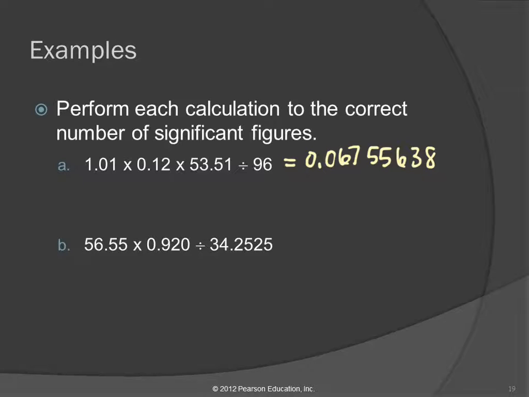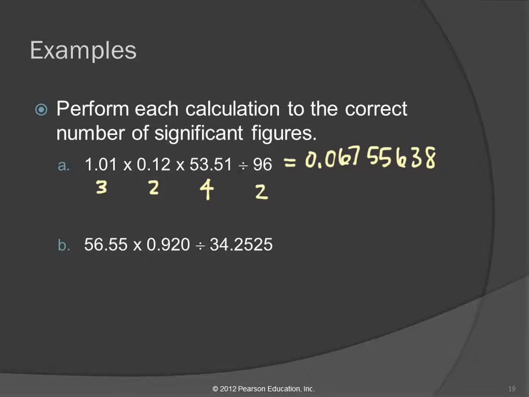So we're going to do it on the calculator. We're going to write down everything the calculator shows us. Now, some of your calculators may show you more digits or fewer digits. That's fine. But just write it all down. Now we're going to look at the significant figures. And it's multiplying and dividing. So we look at the first one, 1.01. How many sig figs? And 0.12. How many sig figs? 2. 53.51. 96. 2. We can't assume that that's a counting number. So the smallest is 2.